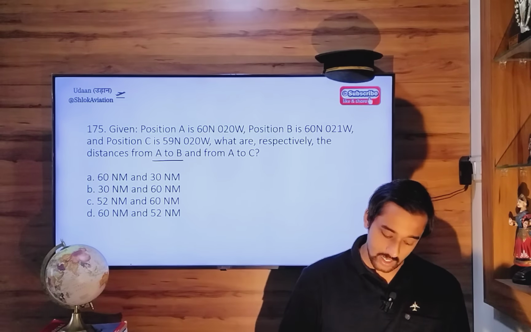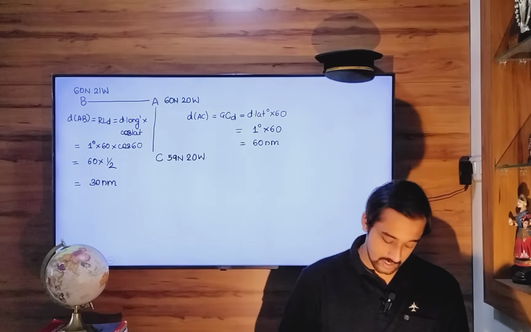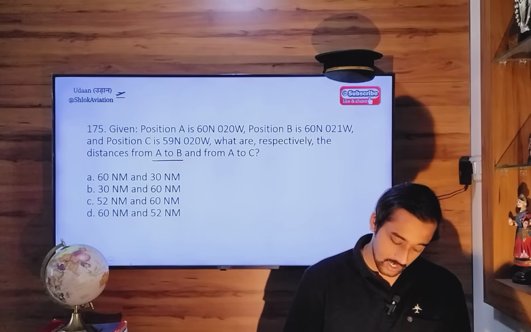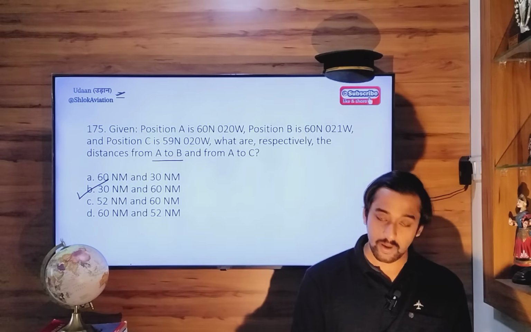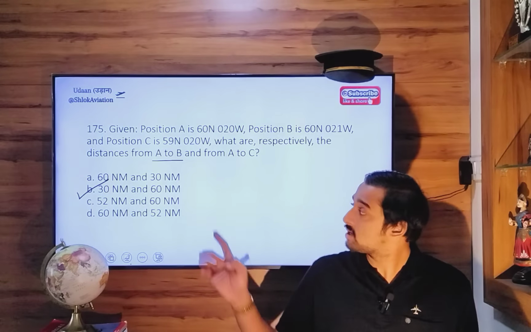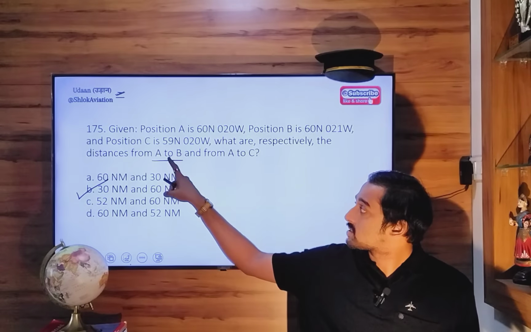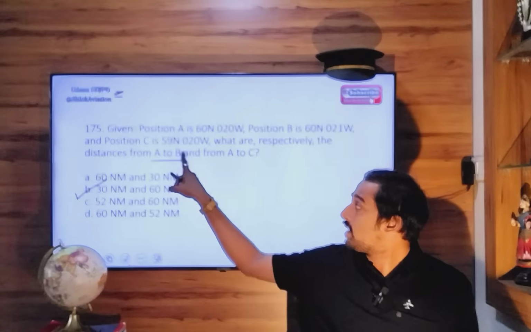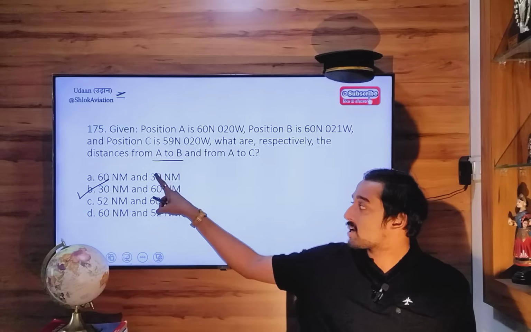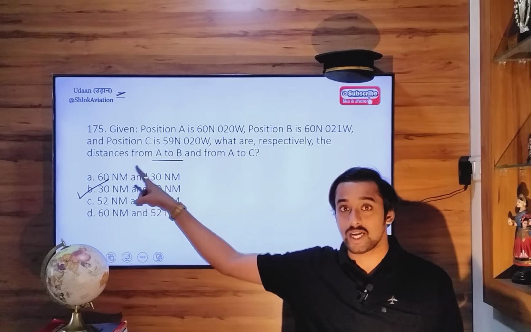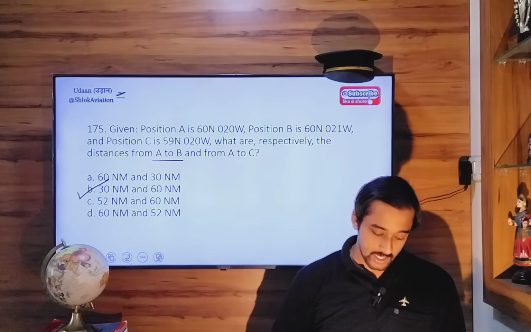AB is 30 and AC is 60. Okay, so 30 and 60 is the answer. Bravo. Okay, pay attention to this sequence. First A to B and then A to C. Don't select option A. Option A is A to C first and then A to B. So pay attention to that.